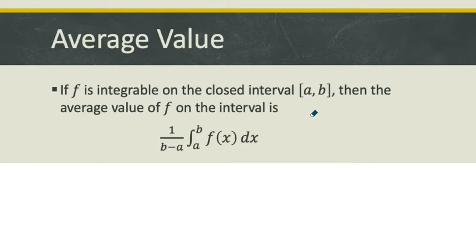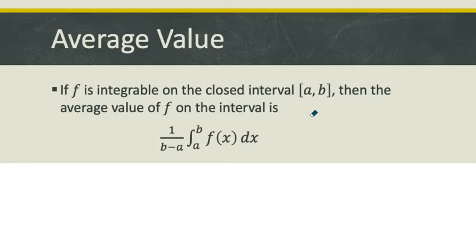So if we just ignore the 1 over b minus a, the integral from a to b of some function is just the total area. Okay, that's the overall area. I shouldn't say total area. That's the area from a to b of that function. Okay, so that's your area.